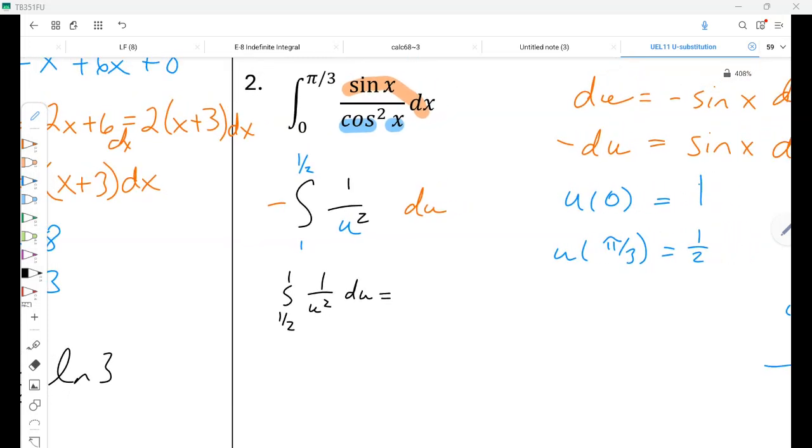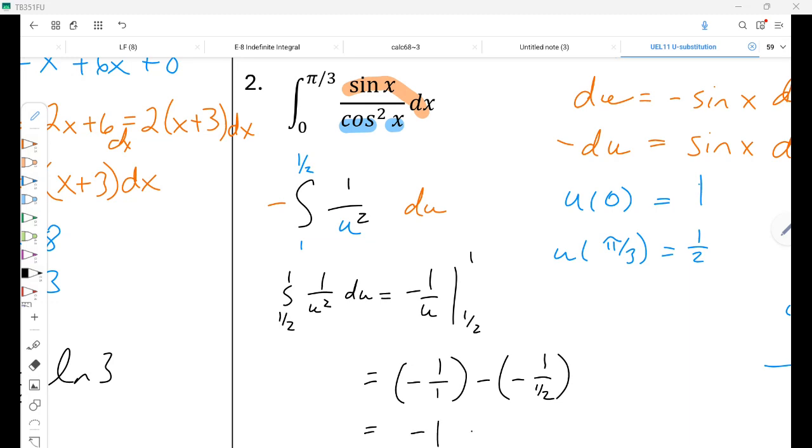Of course, we're going to pick up a negative here because an antiderivative for 1 over u squared is negative 1 over u, correct. So we've got negative 1 over u, and we've got to evaluate that from 1/2 to 1. So we've got negative 1 over 1 minus negative 1 over 1/2, negative 1 plus 2. Yep. Which is the same as 2 minus 1, which last time I checked is 1. And there we go.